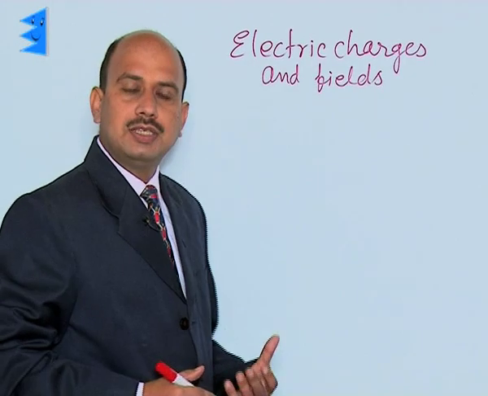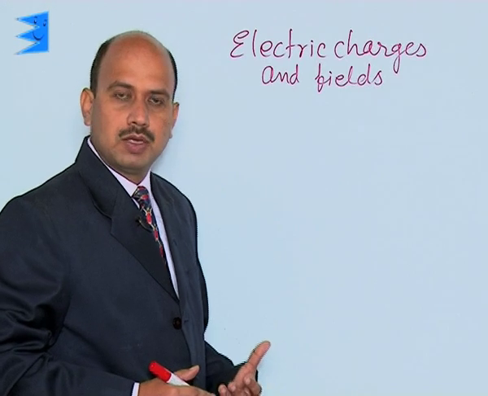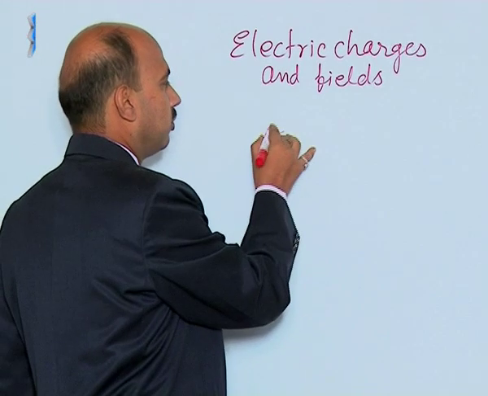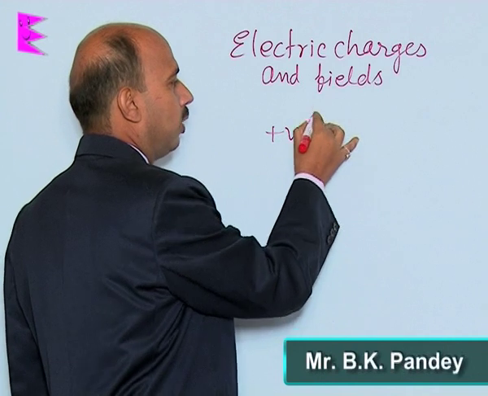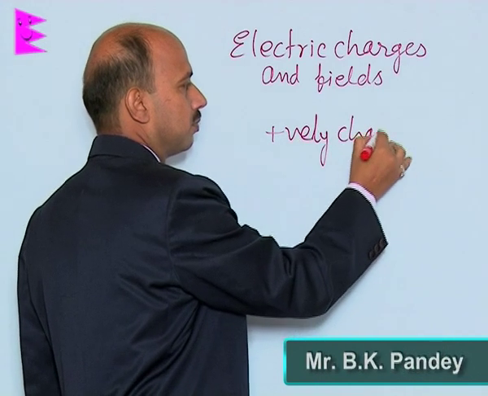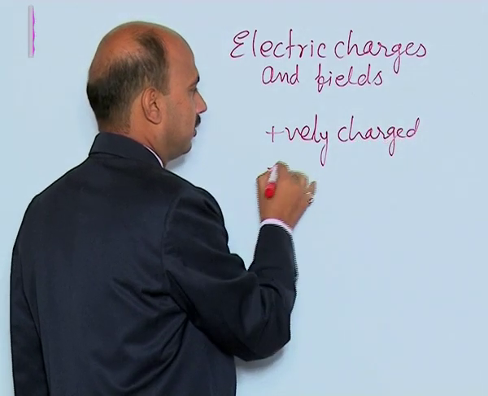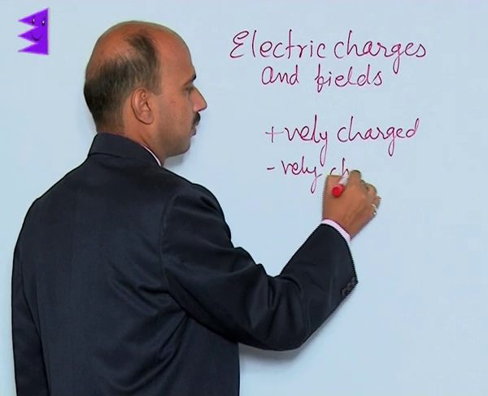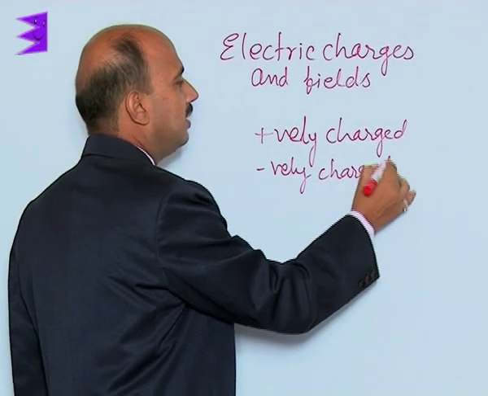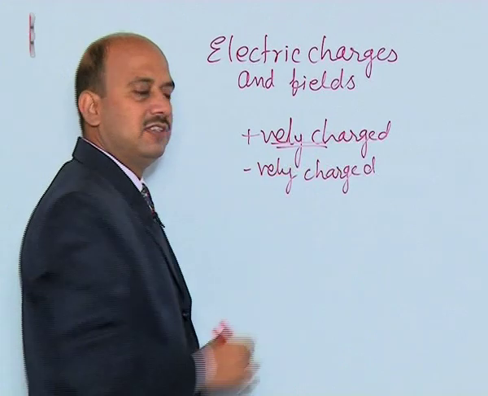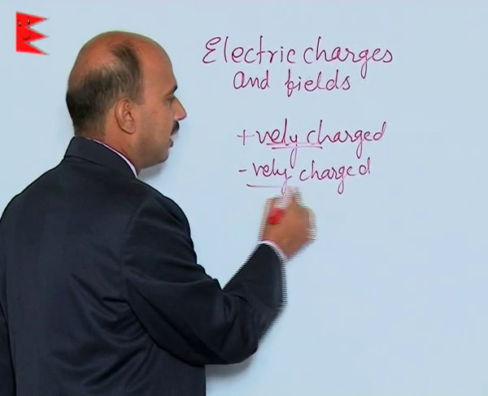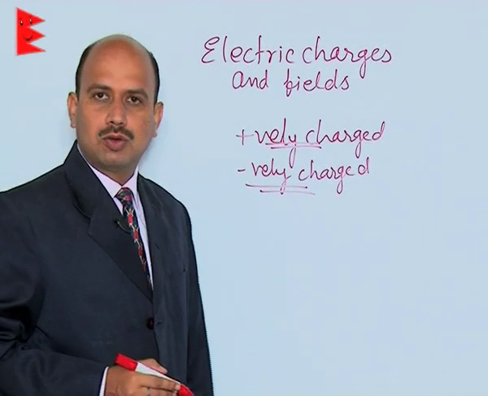So, now we have seen charging of the body by friction. We have seen one body gets positively charged and another body gets negatively charged. The positively charged body has a deficiency of electrons, and the negatively charged body has an excess of electrons.